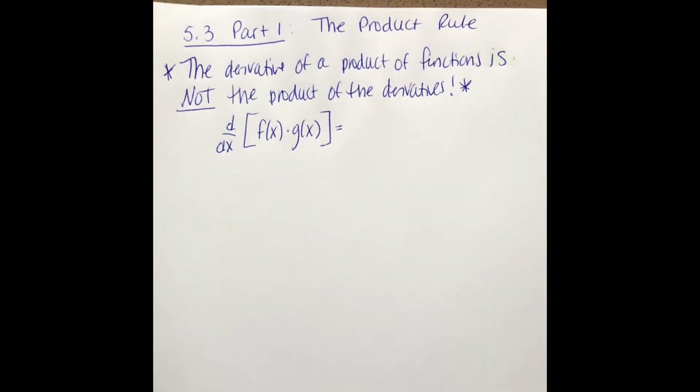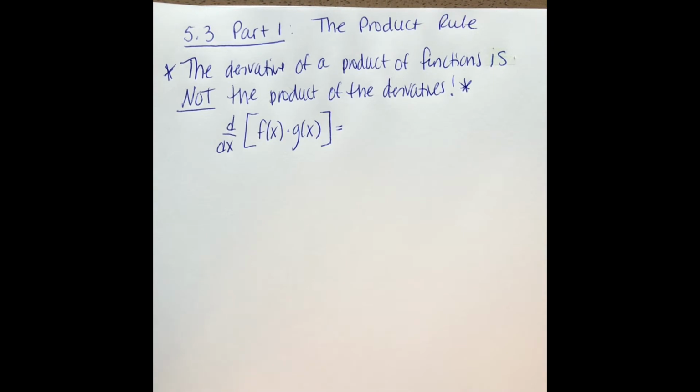Hi everyone, so 5.3 part 1 is the product rule. We have done adding and subtracting of functions, and when you find the derivative when you're adding or subtracting functions, you take each of them separately and then either add them or subtract them. The derivative of a product of functions is not the product of just the derivatives. So there's a little rule when we do this, which is why it's called the product rule.